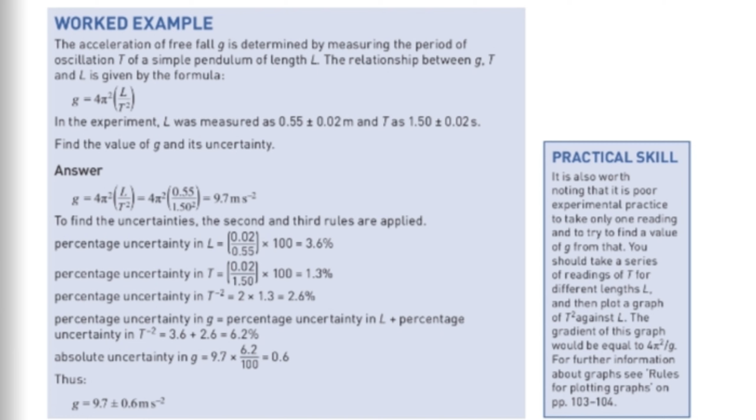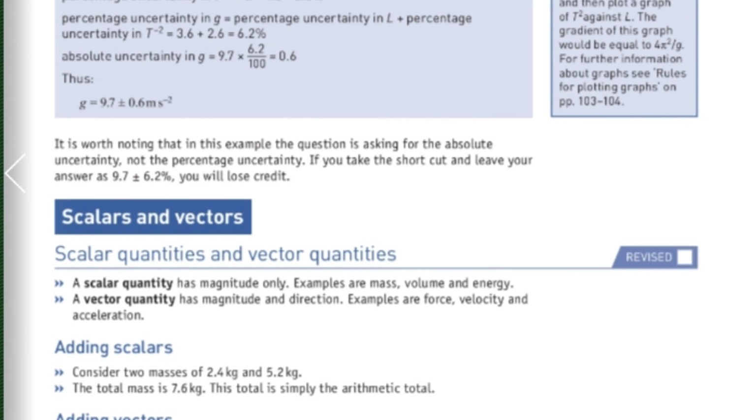3.6 plus 2.6 equals 6.2%. Absolute uncertainty in g equals 9.7 times 6.2 divided by 100, which equals 0.6. Thus, g is equal to 9.7 ± 0.6 meters per second squared. It is worth noting that in this example, the question is asking for the absolute uncertainty and not the percentage uncertainty. If you take the shortcut and leave your answer as 9.7 ± 6.2%, you will lose credit.